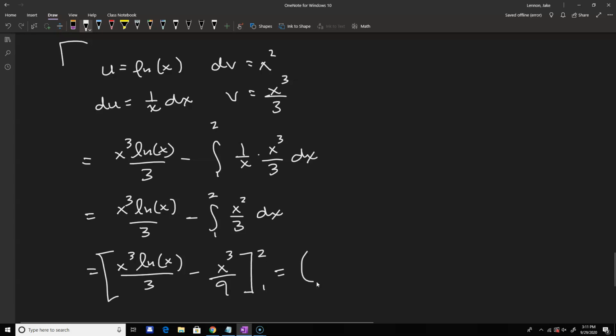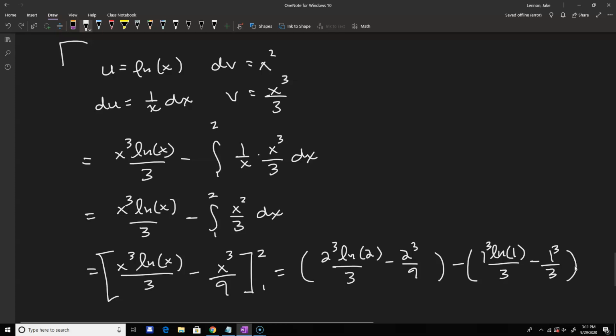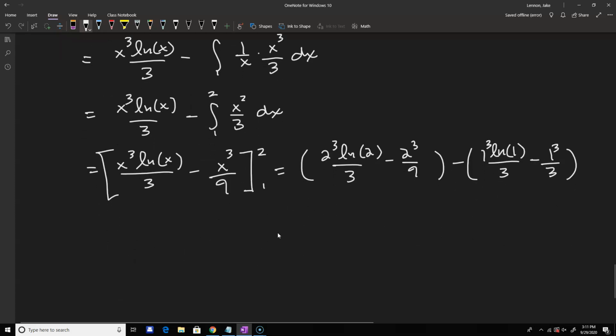So let's plug those things in. We've got 2 to the third power natural log of 2 over 3 minus 2 cubed over 9, minus, and then plug in 1. So 1 cubed natural log of 1 over 3 minus 1 cubed over 3. So let's just simplify this. This comes out to 8 natural log of 2 over 3 minus 8 over 9.